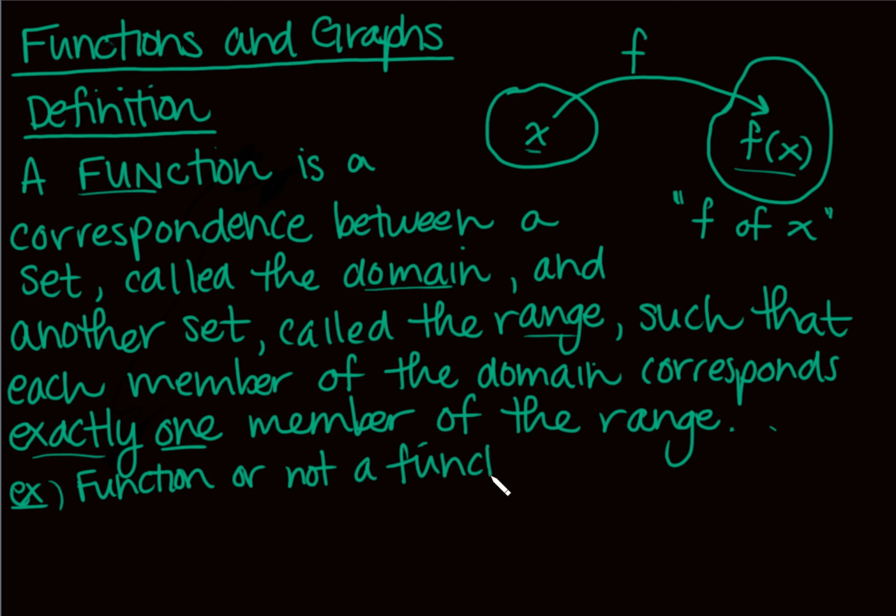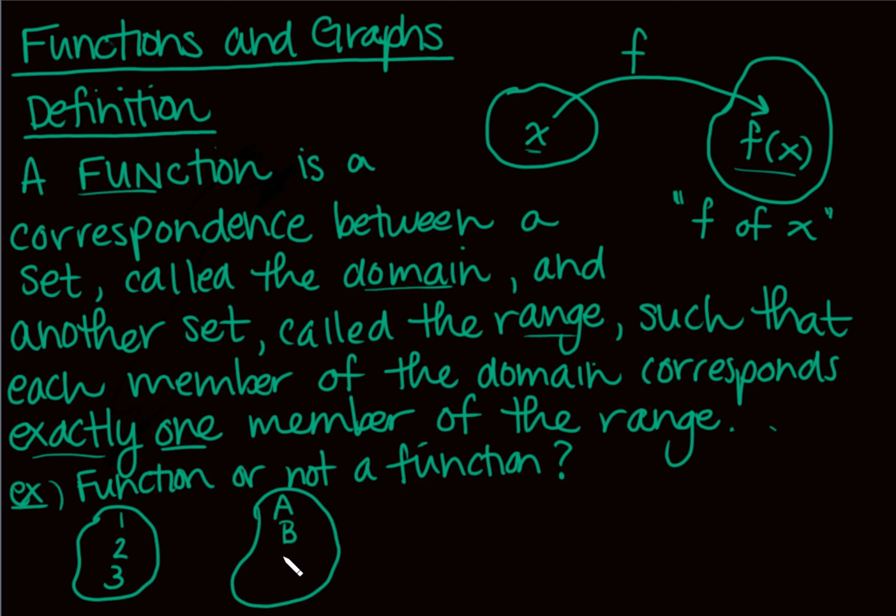Let's look at some examples of this. We'll just do this with pictures first, okay? So let's say, this is pretty simple, but let's say that my domain is going to be the numbers 1, 2, 3, and my range in this case is going to be A, B, C, D. Okay, and so what I want to know is, this relation or this mapping that I'm going to show you, is it a function or is it not a function?